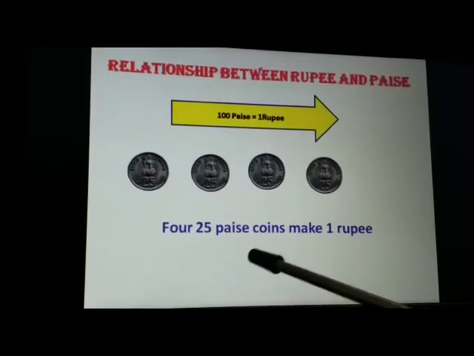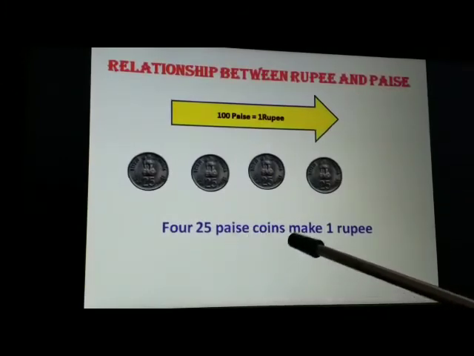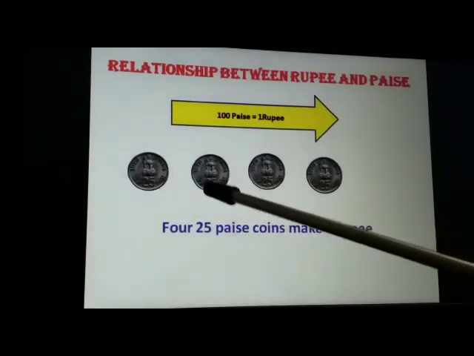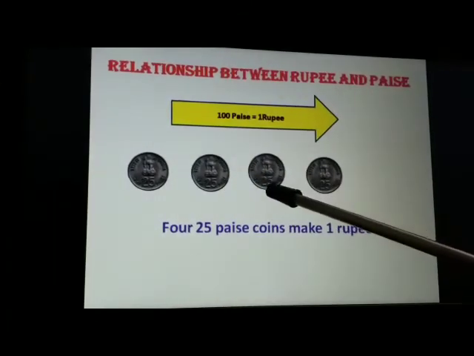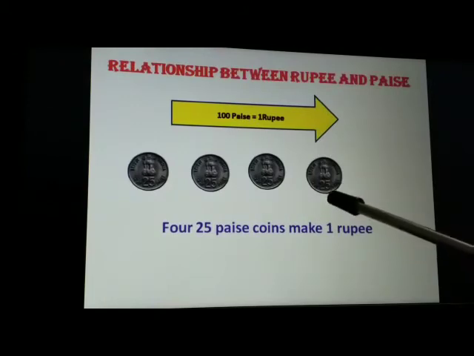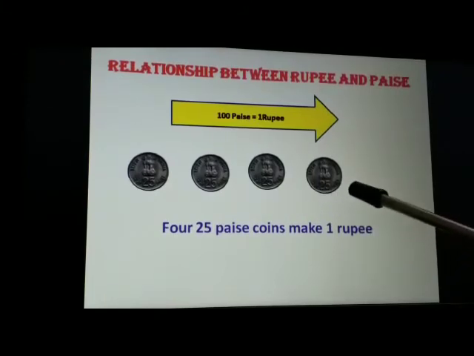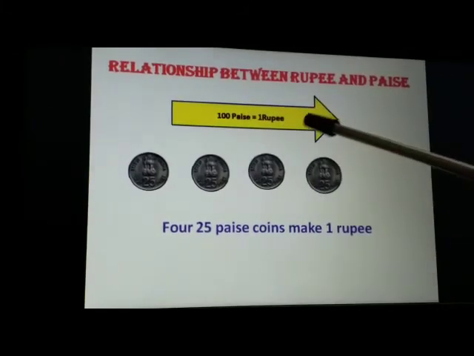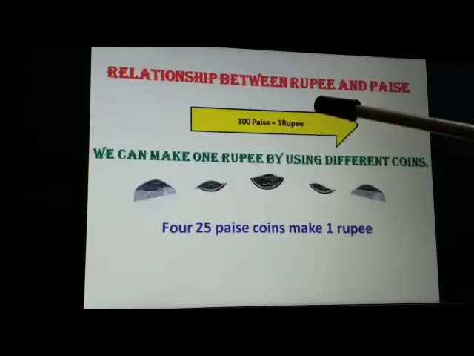Now, 4 25 pice coins make 1 rupee. 25 plus 25, 50. 50 plus 25 is equal to 75. 75 plus 25 is equal to 100 pice. And 100 pice is equal to 1 rupee.